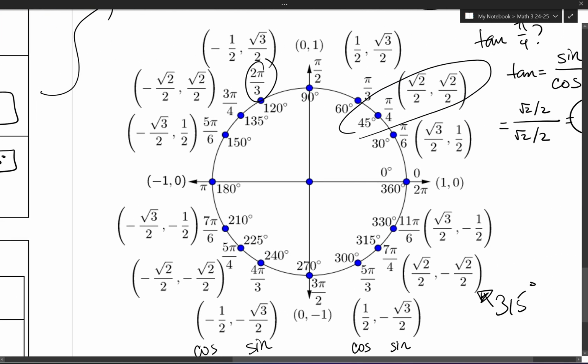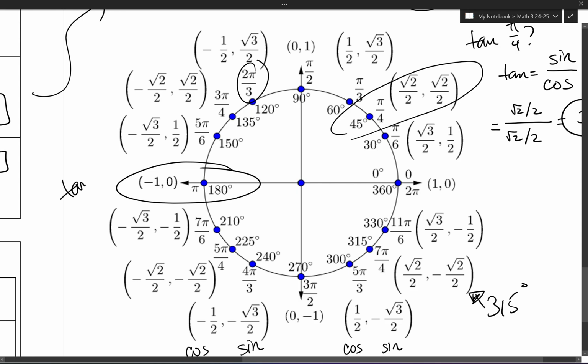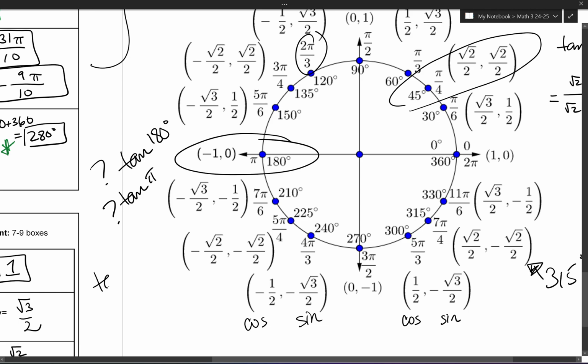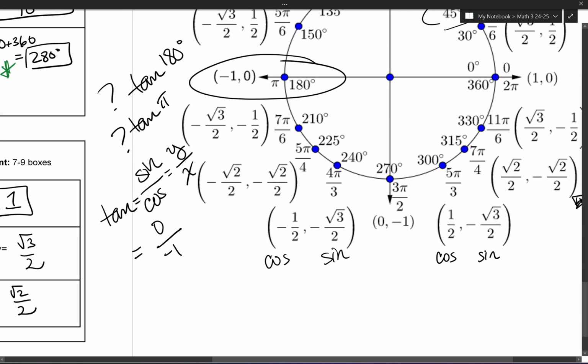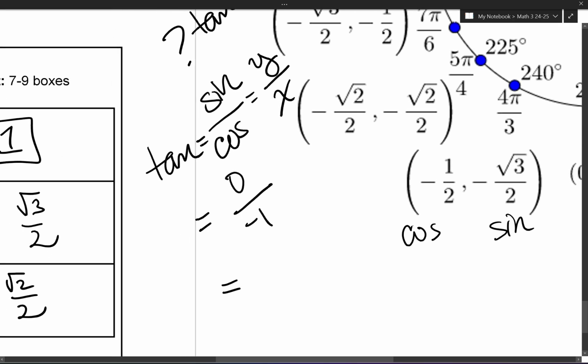What's the tangent of 180? Where's 180? Where are we looking? Right here. What's the tangent of 180, aka the tangent of pi? Well, we know that the tangent is the sine value divided by the cosine value. The sine value is the y value, the cosine value is the x value. In this case, 180 degrees, pi radians, the sine is the y value, 0, and the cosine value is -1, the x value. What is 0 divided by -1? It is not undefined, it is 0.